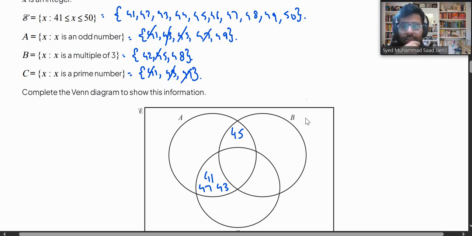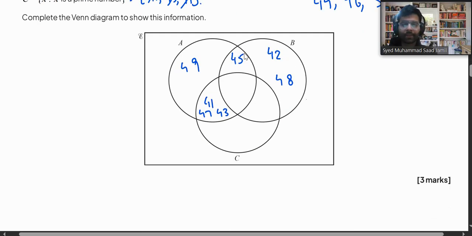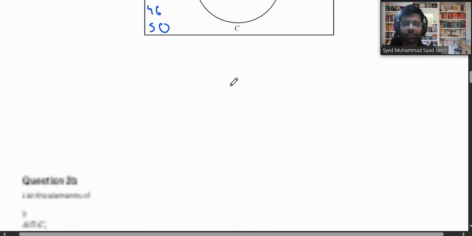Then in B, which numbers are left? 42 and 48. So I removed 42 and 48. And in A, I will now write 49. So which numbers are now remaining? The numbers that are remaining are 44, 46 and 50. So I will write 44, 46 and 50 over here. So this is how you will solve question 2A.